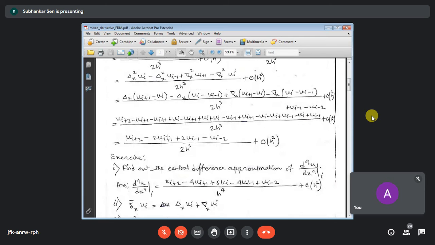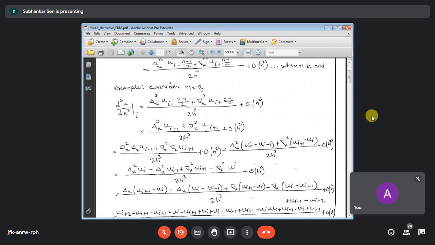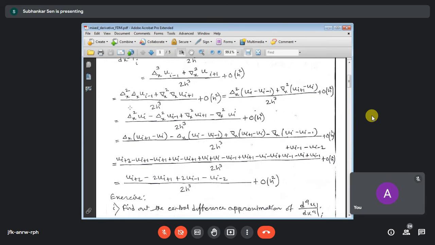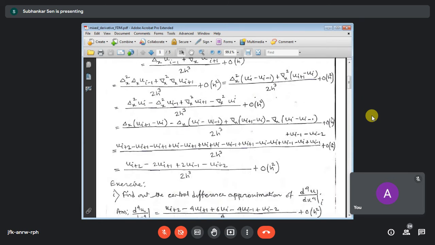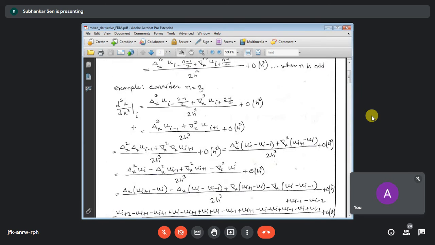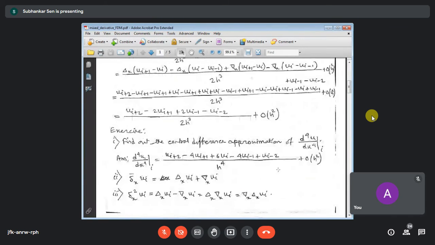So there are four terms. For odd derivatives, i will be absent. For even derivatives, i is present. So if d3u/dx3 gives you four terms, then you can predict that for d4u/dx4, you should get 5 terms. Okay. So I have given the answer for this problem, that you find out using these operators.